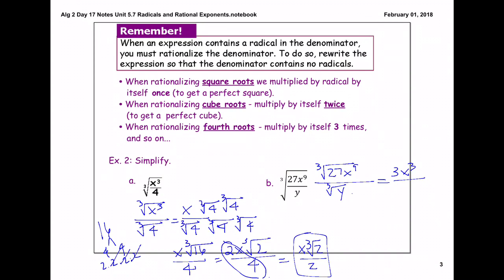Then I need to multiply my denominator by the cubed root of y and the cubed root of y because I need 3 things that match. Whatever we do to the bottom, we need to do to the top. Cubed root of y times the cubed root of y becomes the cubed root of y squared, all over y. There's nothing we can simplify, so we're finished.